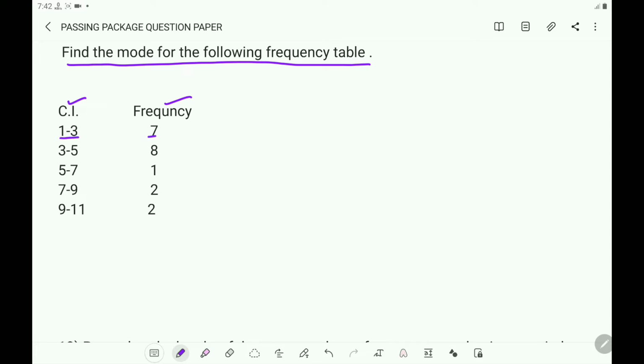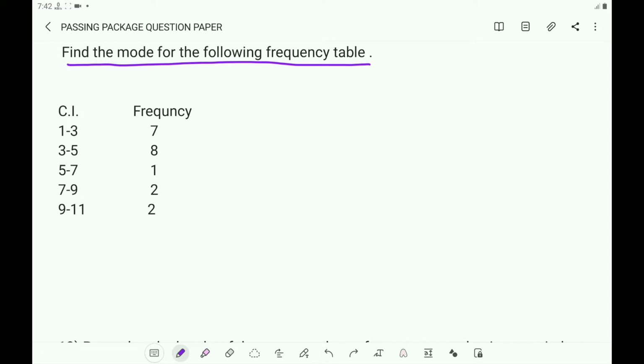Here the class intervals and the corresponding frequencies are given. 1 to 3, 7. 3 to 5, 8. 5 to 7, 1. 7 to 9, 2. 9 to 11, 2. So here we have to find the mode. And how will you get the mode? Mode means, you know, the most repeated score.